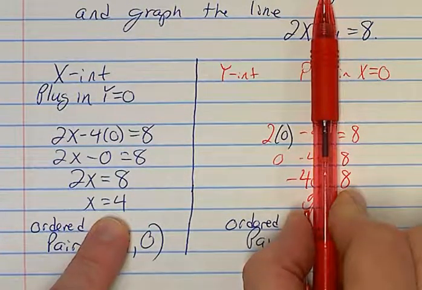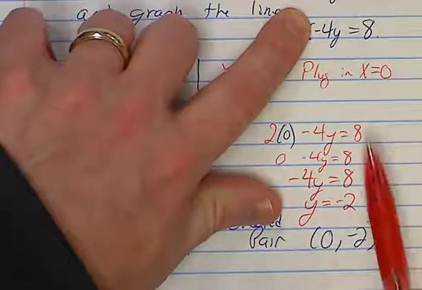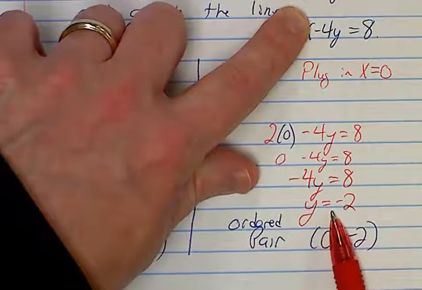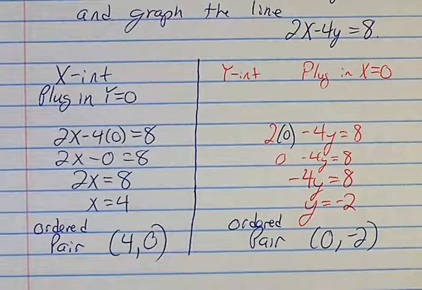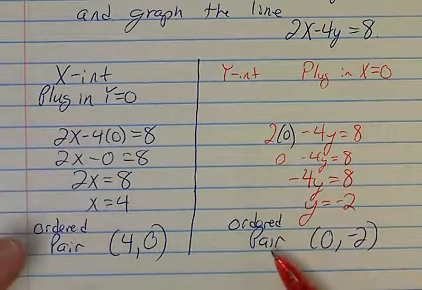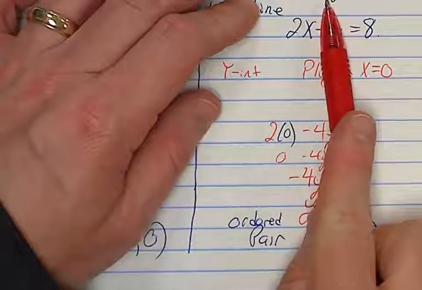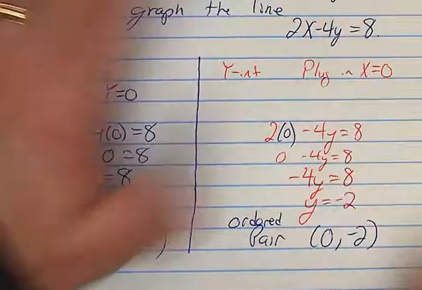When they ask you to find the y-intercept, you cover up the x value and just solve for y. Negative 4y equals 8. 8 divided by negative 4 is negative 2. That's technically what we're doing when we work everything out and plug in. Really, you just cover up the x and solve for y, cover up the y and solve for x. You've got your two numbers.